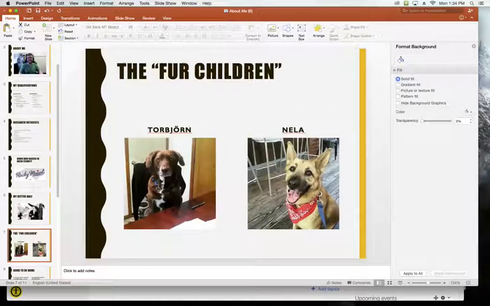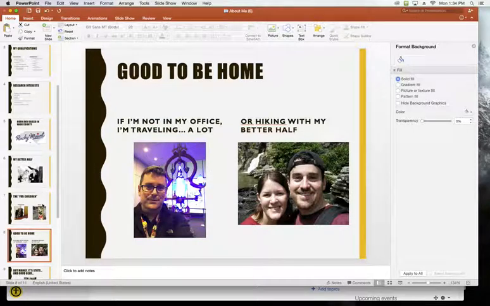We have 2 dogs, Torbjorn and Nella. He just goes by Bjorn. And then Nella is my sister's dog. They are 2 old biddies. I think they're both 11 at this point, so these are actually some younger photos. It's good to be home.